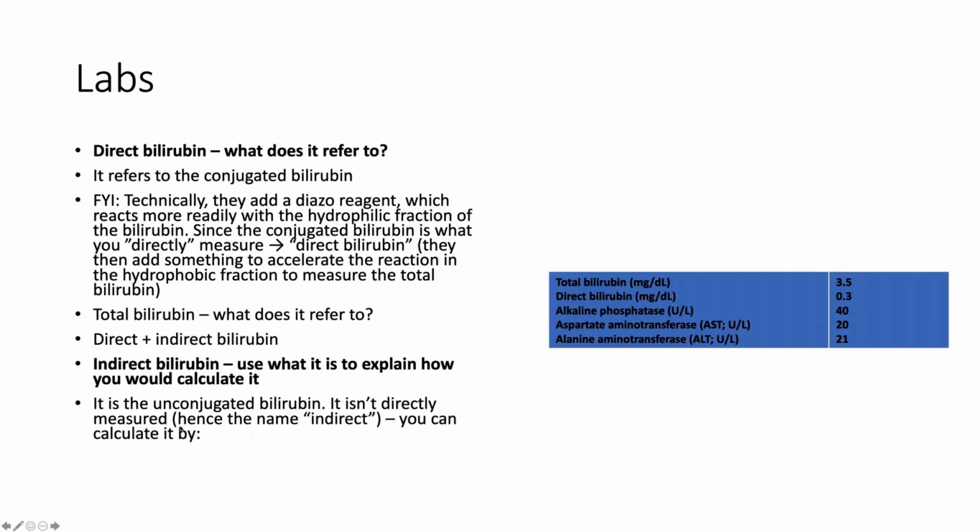Perfect. Yeah, that's exactly right. So the indirect is the unconjugated, right? So it isn't directly measured, right? Hence the name indirect. So you can calculate it basically by saying it's the total minus the direct.